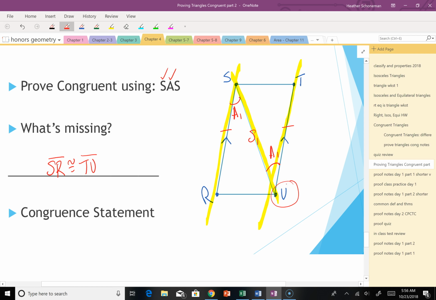All right, the congruent statement. I'm going to say triangle RSU is congruent to triangle. Well, R is going to match with this one, T. S was angle 1, so that's going to match with this one, U. And then S.